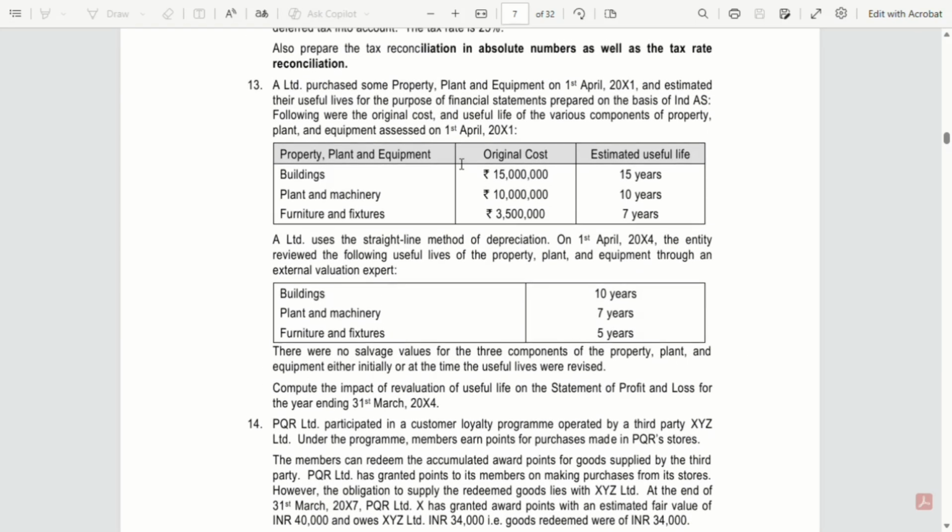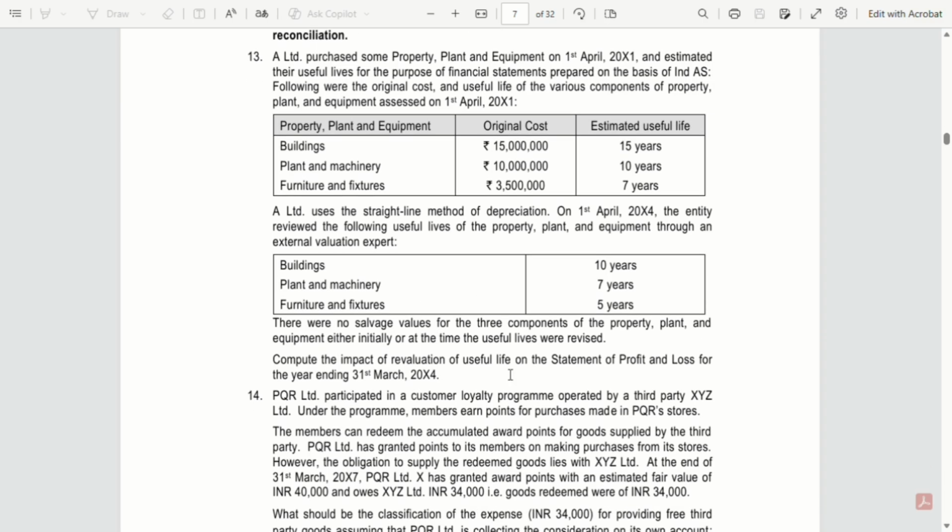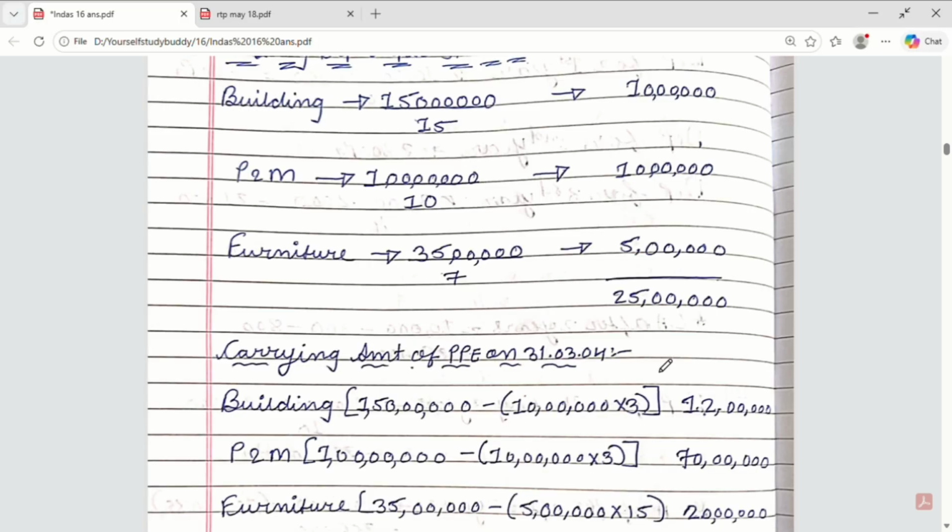So simple and easy. First, we will calculate the carrying value after 3 years, and then we are going to calculate the revised depreciation, and the difference will reflect in the P&L. Let's see the solution.